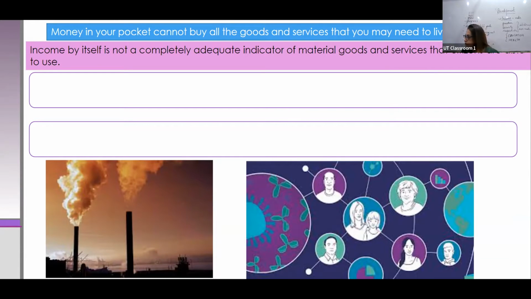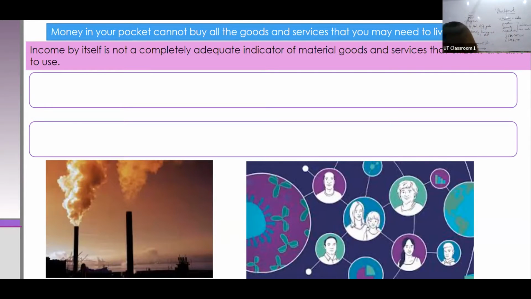No, that doesn't happen. So income by itself is not a completely adequate indicator of material goods and services that citizens are able to use. Yes, you might be able to avoid it to a certain extent. Like if you have pollution, you might stay indoors, close the windows, put on the AC. But what happens when you go out? How far can you avoid? Can you avoid breathing? What more can you do?